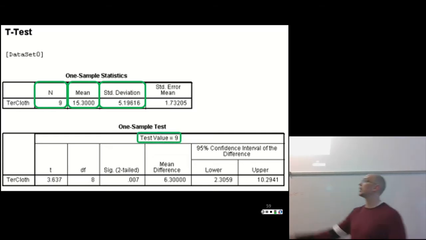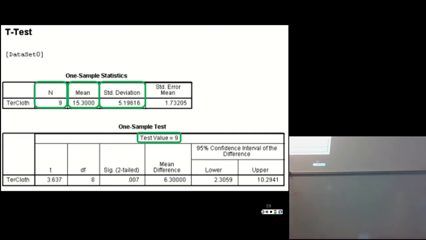All right. The other thing that we want to check is your test value. In this second table here, your test value, again, should be your hypothesized mean. So our hypothesized mean was that the monkey spent 9 hours with the terry cloth mother. Our test value is equal to 9. That, again, lets us know that we didn't mess that up. We didn't forget to change that test value. We got the right test value for our study.